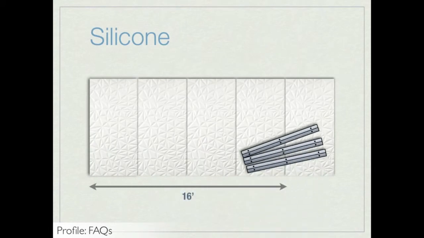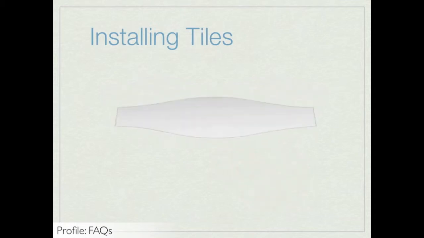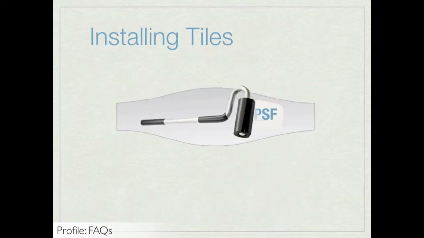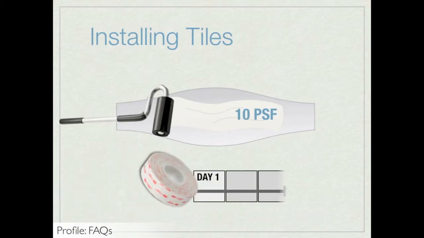There's also a variety of possible ways to install profile tiles. 3form recommends using 3M VHB 4496 tape to secure profile tiles to the wall. 3M VHB 4496 is white foam, double-sided tape with permanent adhesive. You should first apply 10 PSF using a J-roller or other application tool. Full cure time for VHB is 72 hours.